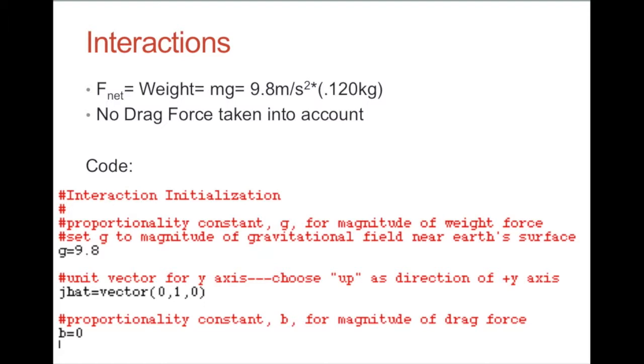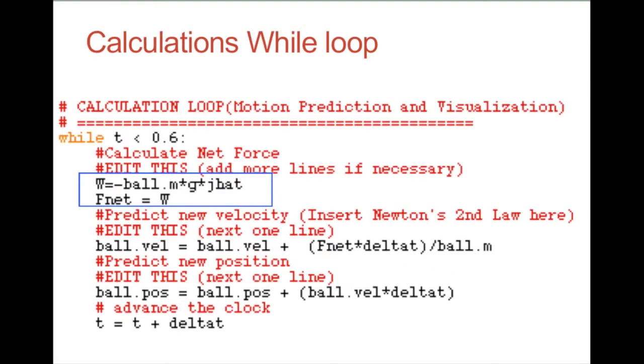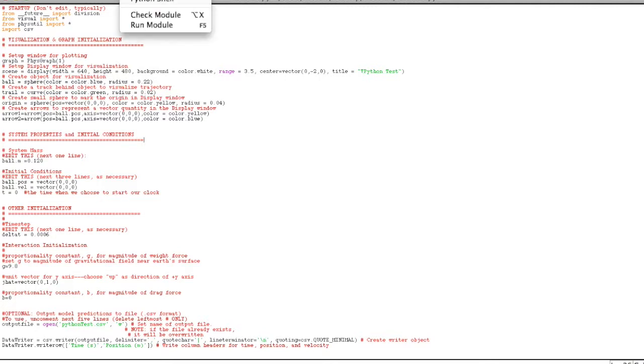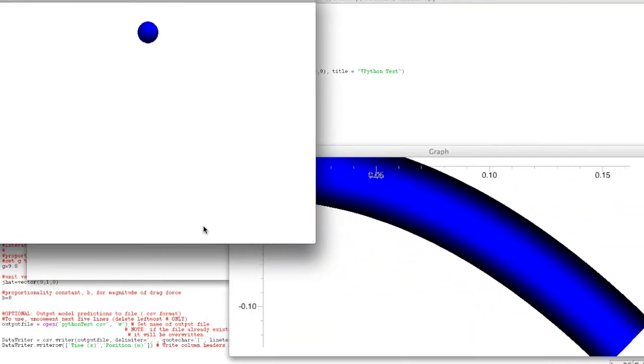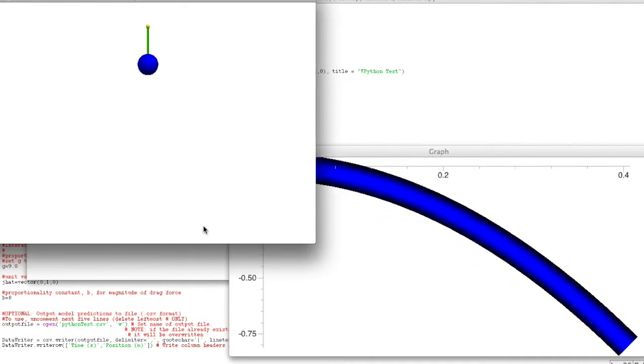The constant b was equal to 0, because for our first model, the drag force was ignored. Additionally, the interactions acting on the system were added to the code. For our first model, the net force acting on the system was chosen to be determined only by the weight of the object, the gravitational force. Here we can see a video of our first model running, representing the motion of the falling apple.